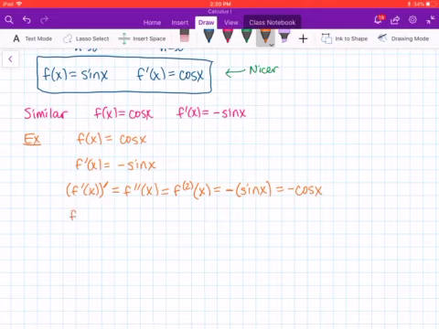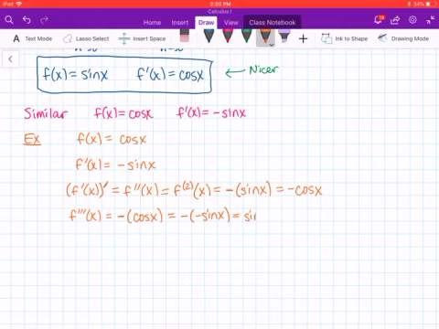So we get negative cosine x for the second derivative of cosine. And then let's take the third derivative. So we'll take the derivative one more time. We have our coefficient along for the ride. We take the derivative of cosine x. We just discussed that the derivative of cosine x is negative sine x. And so then we got a negative times a negative, and we get a positive. All right, now let's continue on. Take the fourth derivative, so the derivative of sine x, and we get cosine x. And if you notice, we get right back to where we started from.